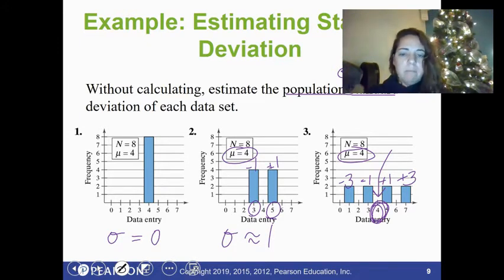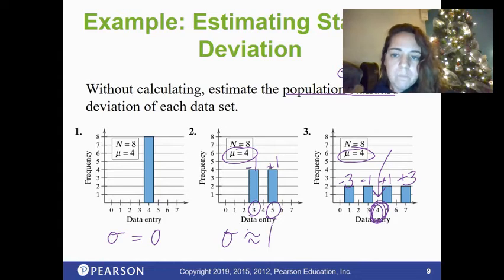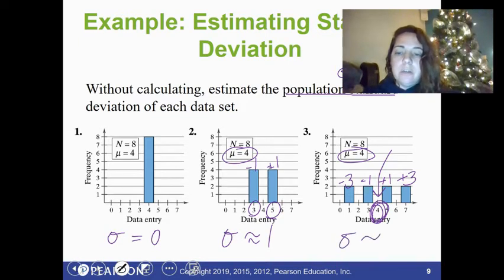So when all of it was adding or subtracting 1, the standard deviation was 1. If I'm adding or subtracting 1 and 3, then maybe what's between those? Maybe 2. So my guess is that the standard deviation here would be about 2. Okay? That kind of makes sense.